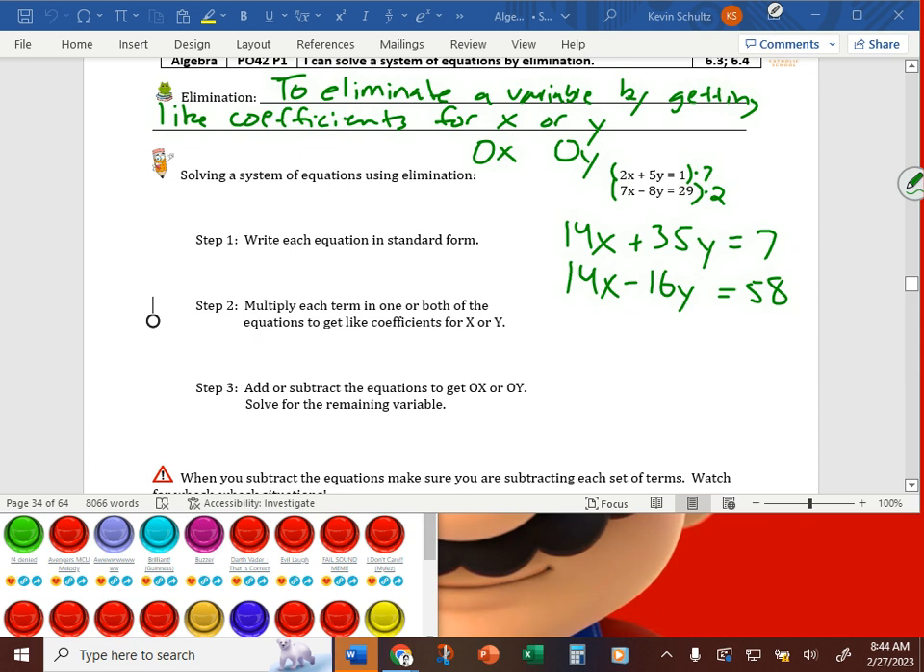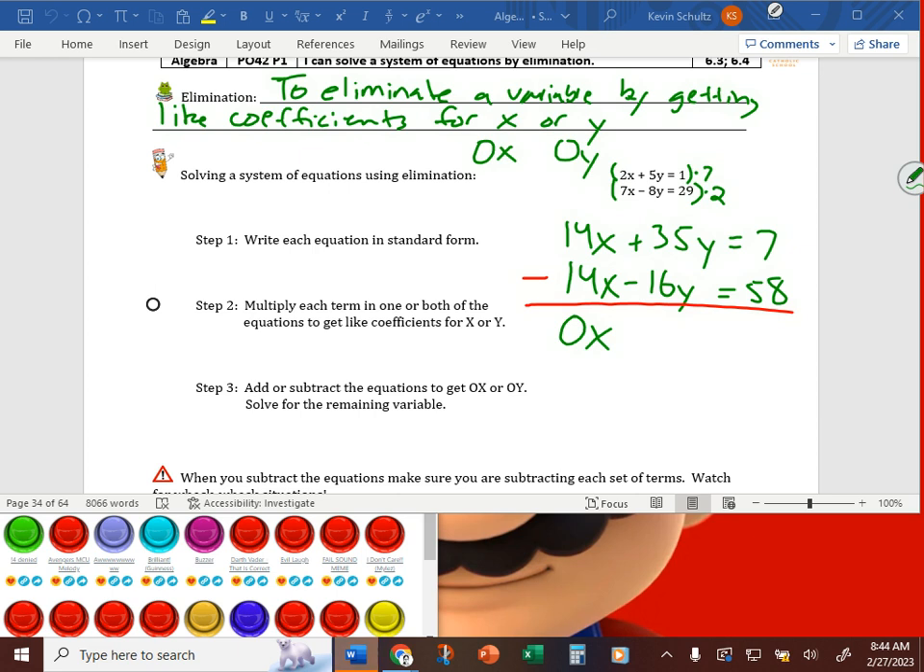Cool. Now what? Nick, how do we now eliminate that x variable? We've got the 14x's. What's that? Okay? You subtract them, right? Because if you have 14x's and you subtract 14x's, how many x's do you have? You've got your ox, right? 0x. You've eliminated the x variable from the equation because 0x is the same as having nothing, right?